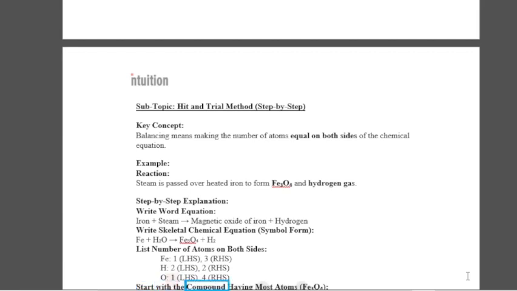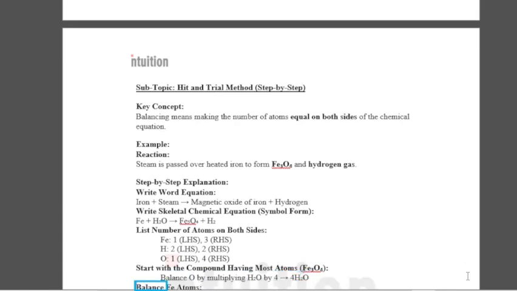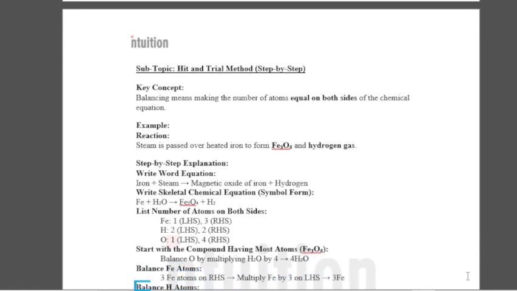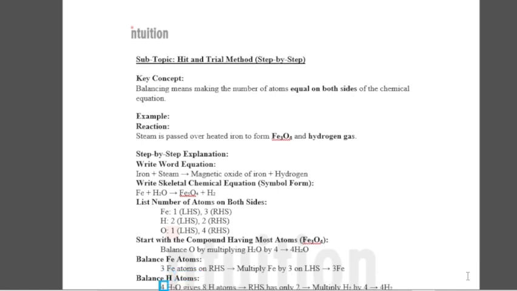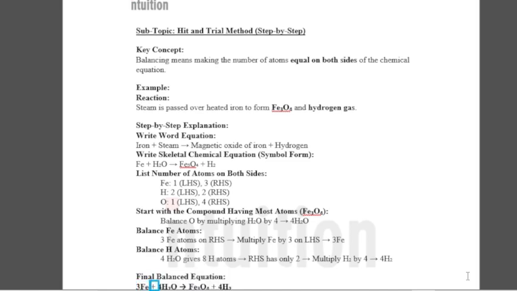Start with the compound having the most atoms, Fe3O4. Balance O by multiplying H2O by 4 to get 4H2O. Balance Fe atoms: there are 3 Fe atoms on the RHS, so multiply Fe by 3 on the LHS. Balance H atoms: 4H2O gives 8 H atoms and the RHS has only 2, so multiply H2 by 4. Final balanced equation: 3Fe plus 4H2O gives Fe3O4 plus 4H2.